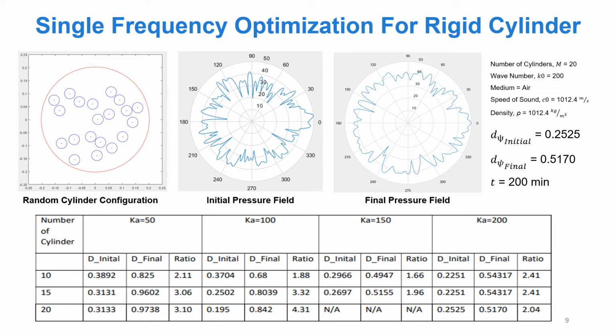Here we have computed for different numbers of cylinders and different wave numbers. As the number of cylinders increases, the optimization gets better, but as the wave number increases, the optimization gets intensive. So we need more resources for the optimization for the higher wave number and high number of cylinders.